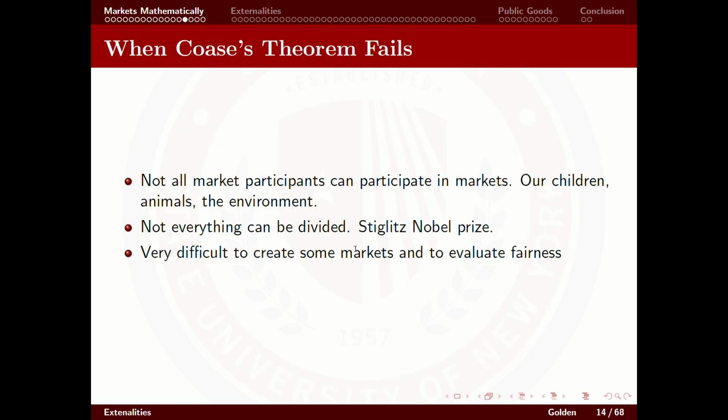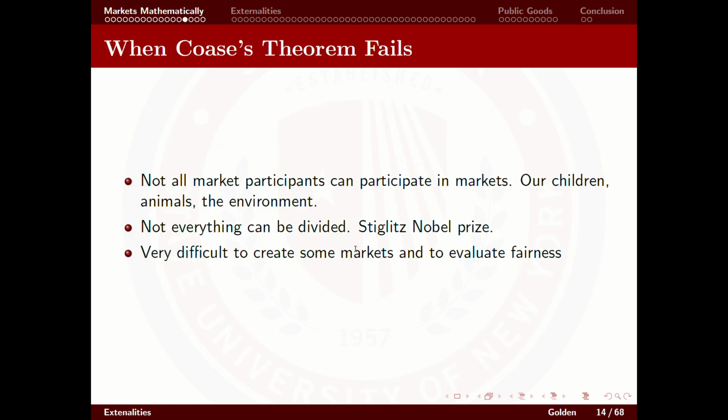So Coase's theorem fails sometimes when not all participants can participate in markets. Our children cannot, animals cannot, and someone has to be there for the trees. Someone has to be the tree lawyer. The trees are not going to be there for themselves. And so if you say the tree should have rights, Coase's theorem's not going to work because the tree can't negotiate. Not everything can be divided.